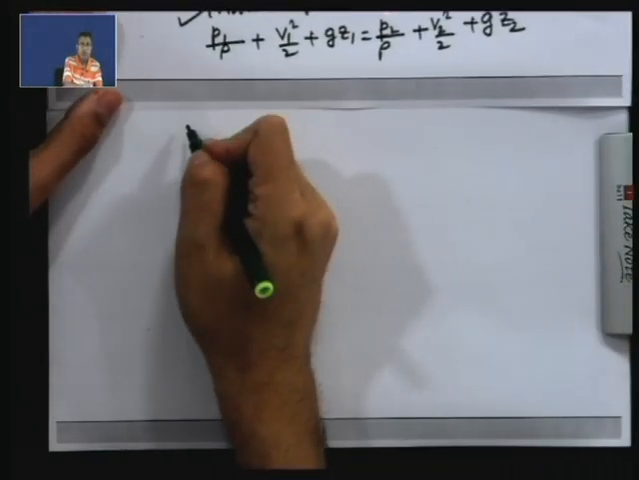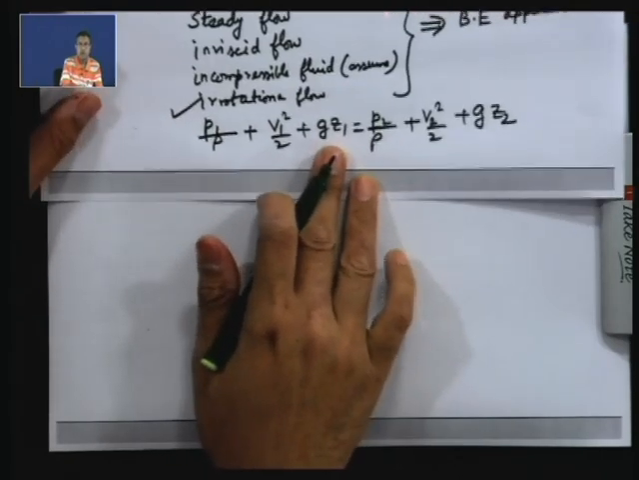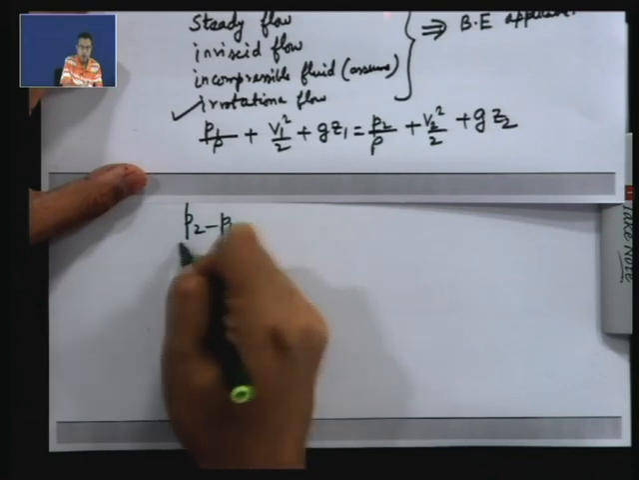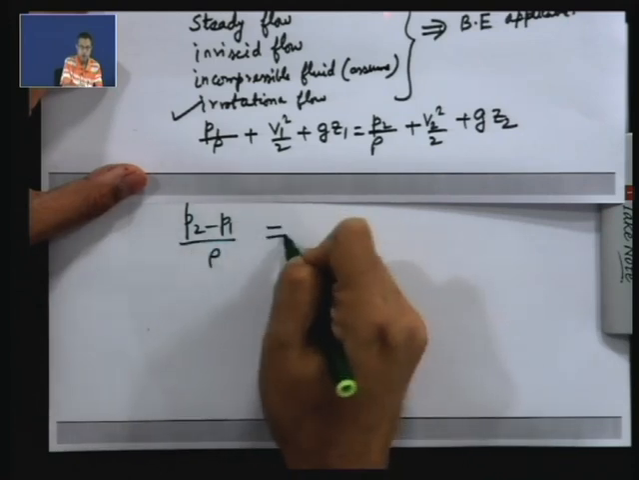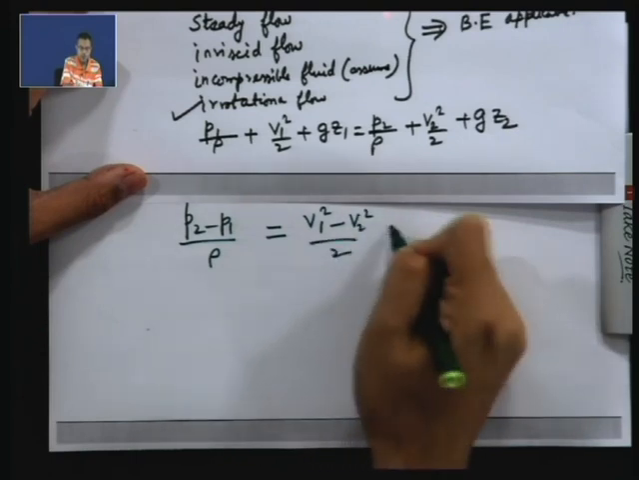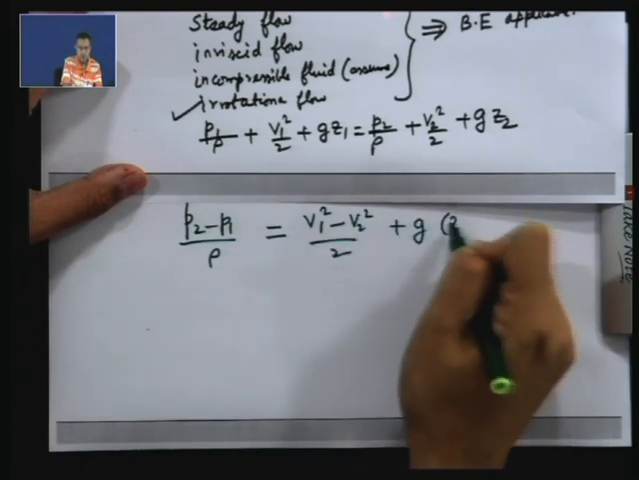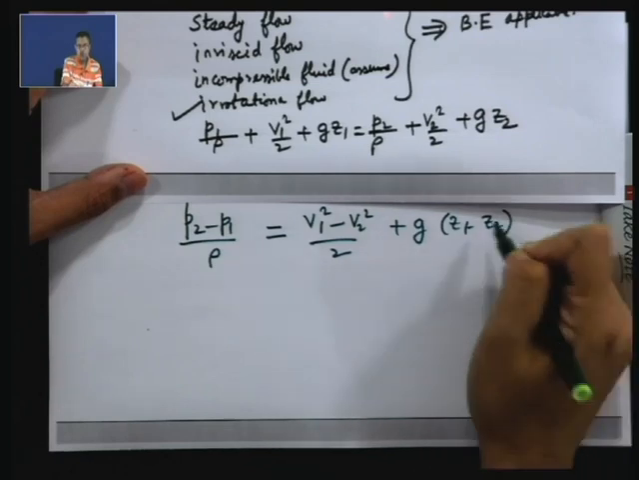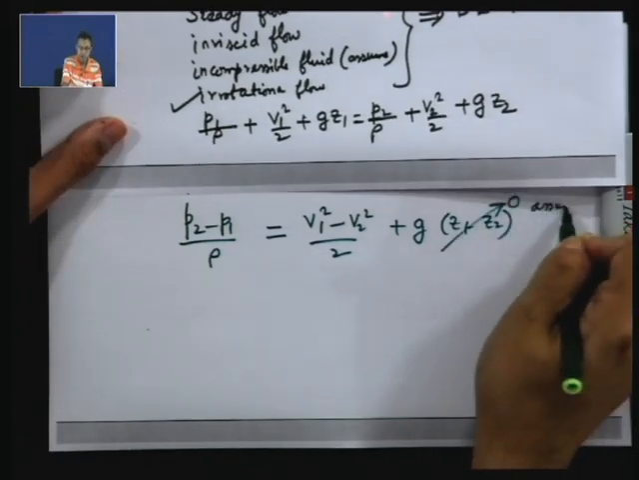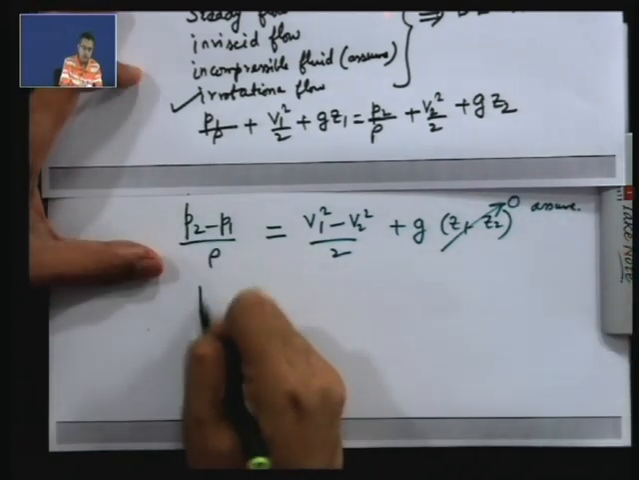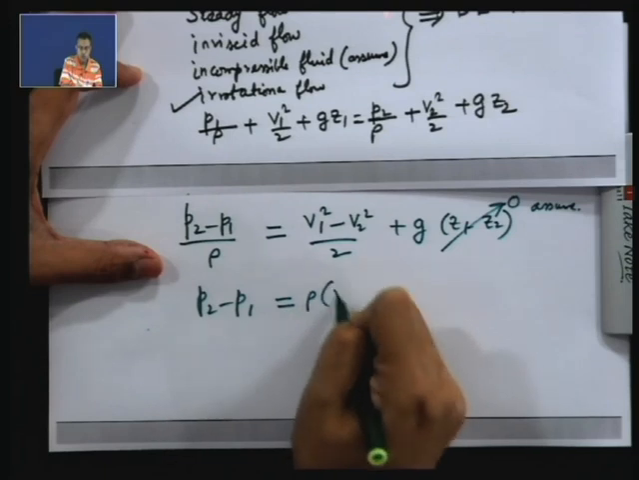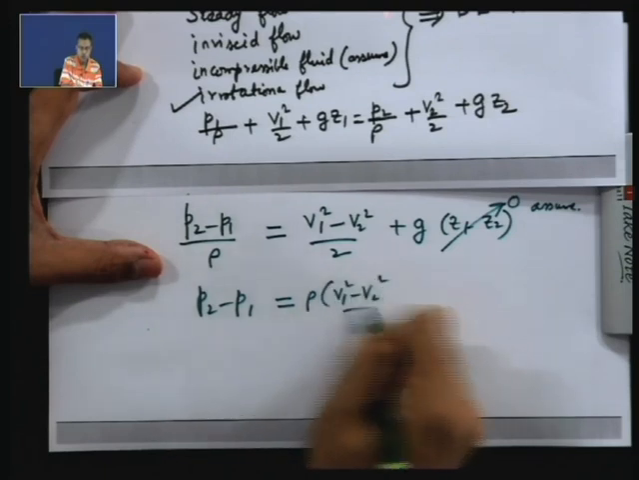So let us look into this equation again. P2 minus P1 by rho is equal to V1 square minus V2 square by 2 plus g(Z1 minus Z2). Assuming that Z1 equal to Z2, this we are making an assumption, then P2 minus P1, which is the question that is asked, is equal to rho into (V1 square minus V2 square) by 2.